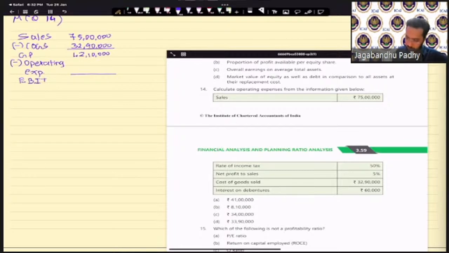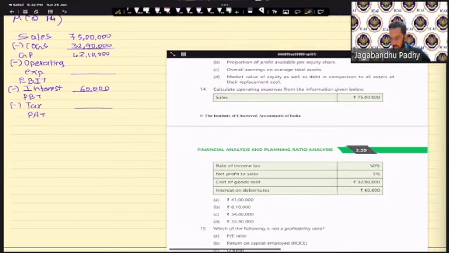Earnings before interest and tax, we have no idea what that is yet. From that, we basically subtract the interest. Now that interest is already given to us to be 60,000. From that, we actually get profit before tax. After payment of tax, we have profit after tax. Now, the question is saying that there is 5% net profit on sales. So obviously, 5% of 75 lakh is going to be PAT.